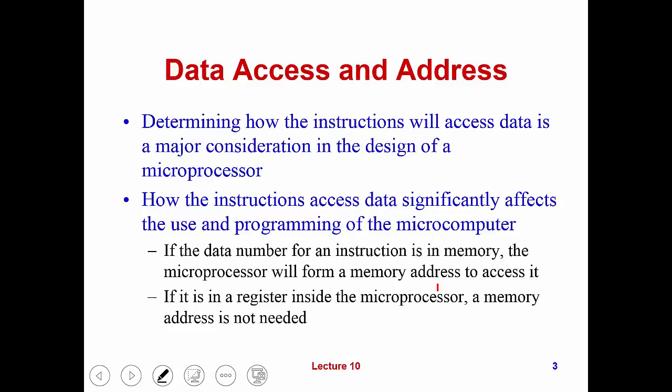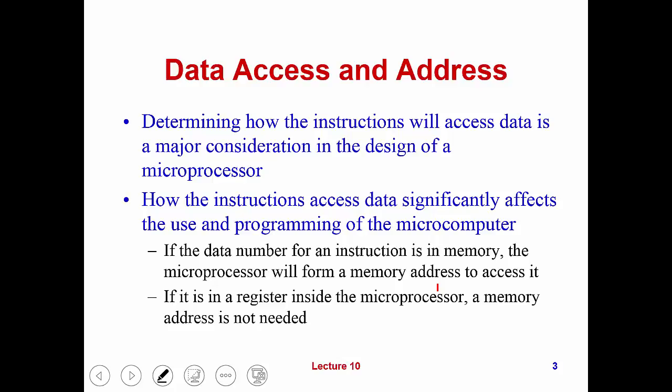At the beginning, let's talk about data access and the address. In general, we are determining how instructions can access data from memory. This is a very important issue in the design of a microprocessor, because it really affects the performance of the microcomputer system.